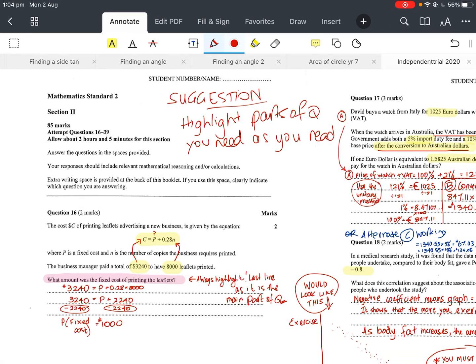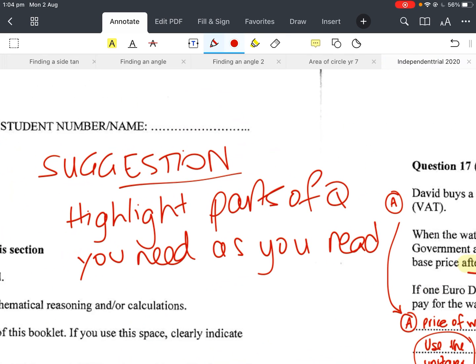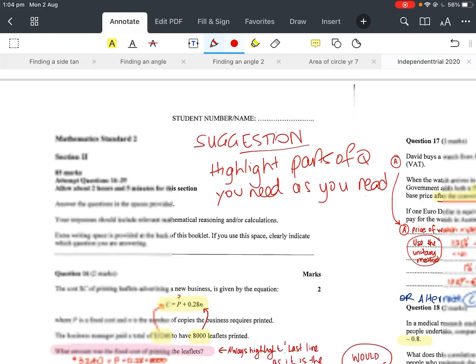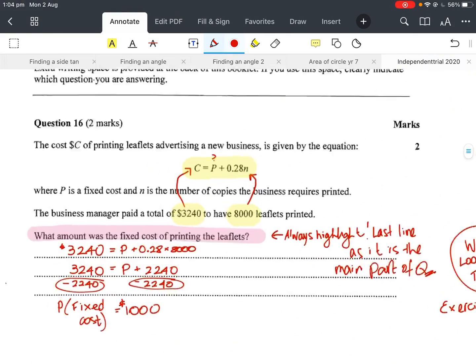Hi Year 12, here are my answers to the 2020 trial, what I asked you to do on Monday the 2nd of August. So my suggestion is that you highlight the parts of the questions you need as you read them. Okay, that will help you pick apart and figure out what you actually need to do.